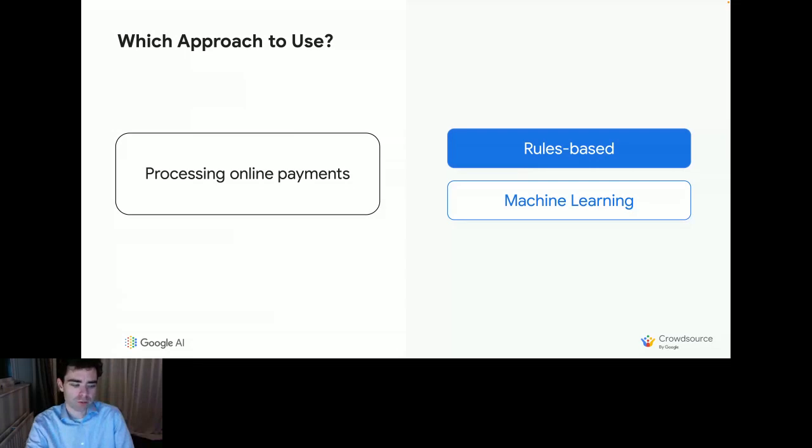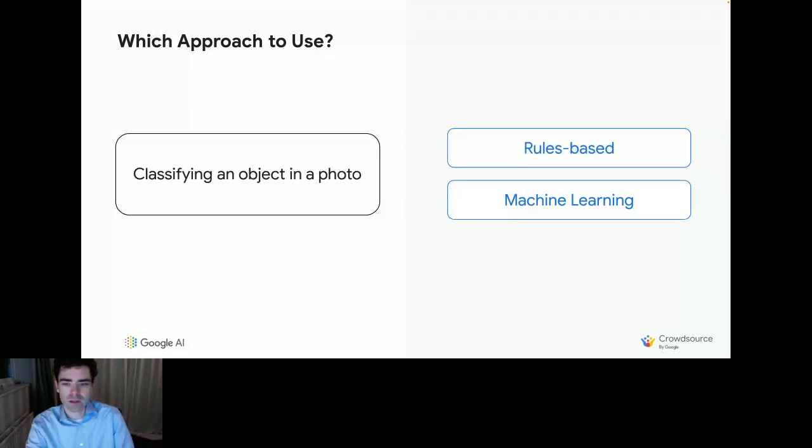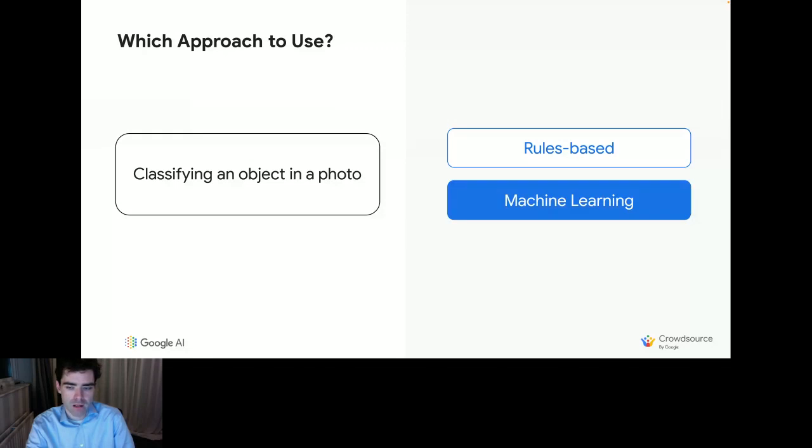So, classifying an object in a photo. I think it's going to go for machine learning on this one. It's machine learning. So that's basically what Quick Draw was doing. So let's recap what we've talked about. This is one of the fundamental dichotomies in machine learning: understanding when to use the rules-based approach and when to use machine learning. In practice, you'd use both.